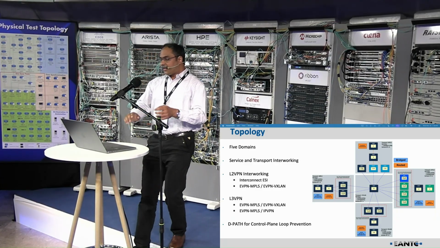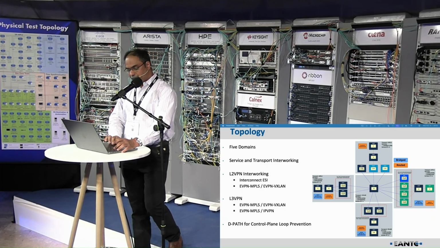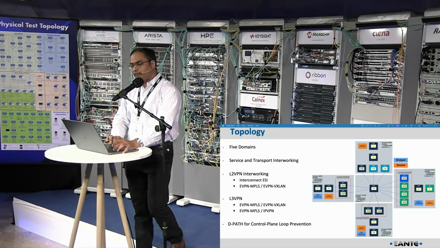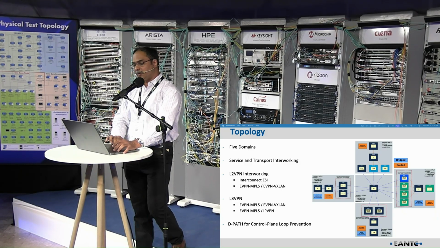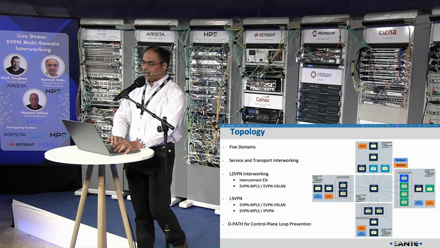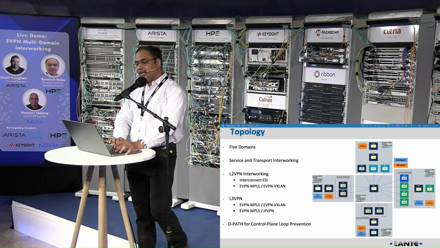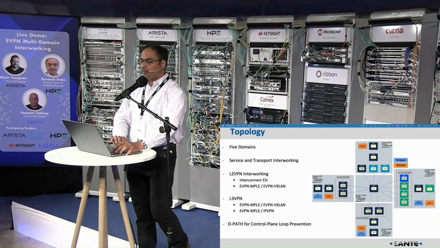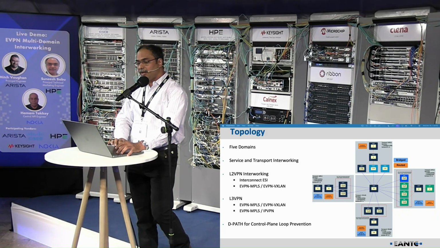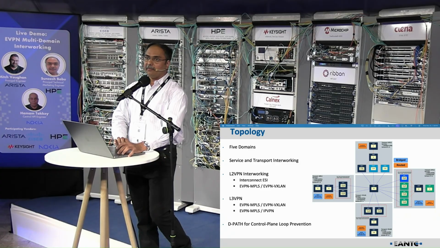Now, on the left-hand side, you can see there are 2 nodes from Arista playing the gateway functionality on L2 and L3. And on the top, there is 1 node from Arista and 2 nodes from Cisco playing the gateway functionality. And on the right-hand side, there are 4 nodes, 1 from Nokia and 3 nodes from HP playing the gateway functionality. And on the bottom portion, we are having 2 nodes from Arista playing the gateway functionality.